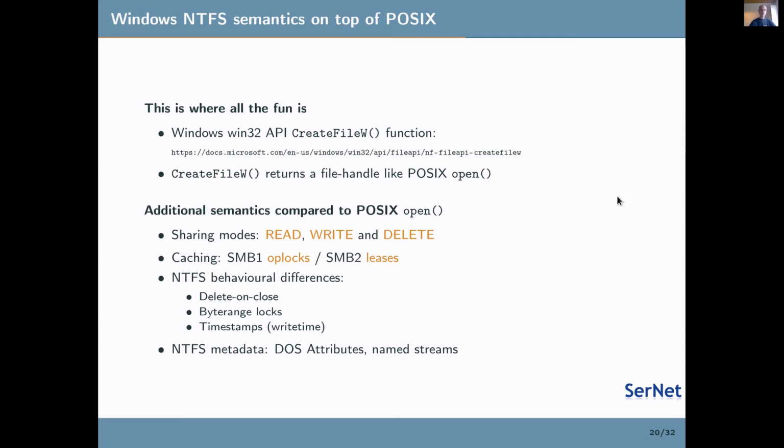Yeah, we have some NTFS behavioral differences, for example delete on close is a feature that we just don't really implement in that way in POSIX. You have different behavior for byte range locks and timestamps when you have write IO on a file. And of course, there's additional NTFS file system metadata that POSIX doesn't know about, like the Windows DOS attributes and named streams, for example.